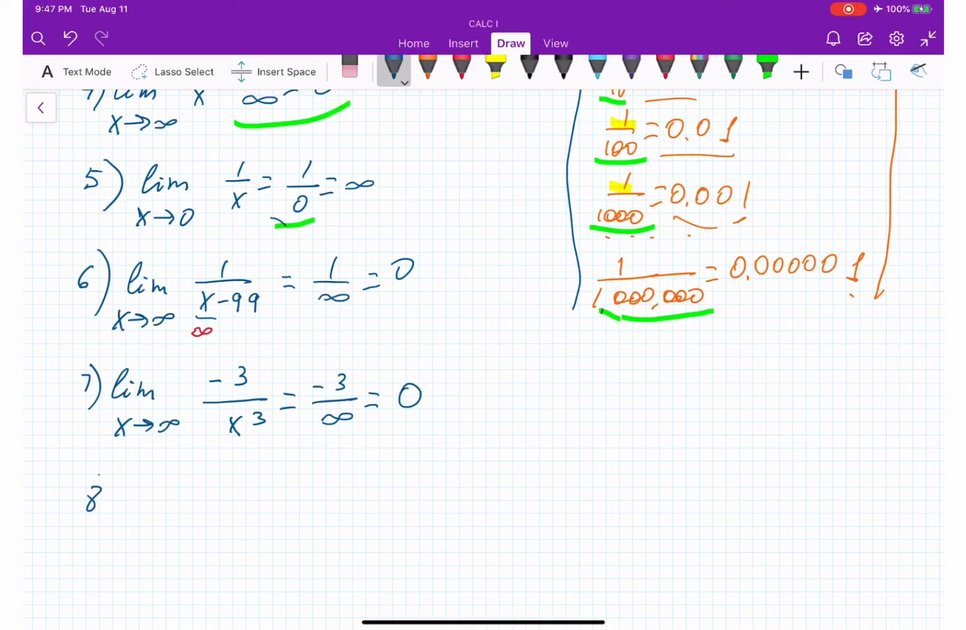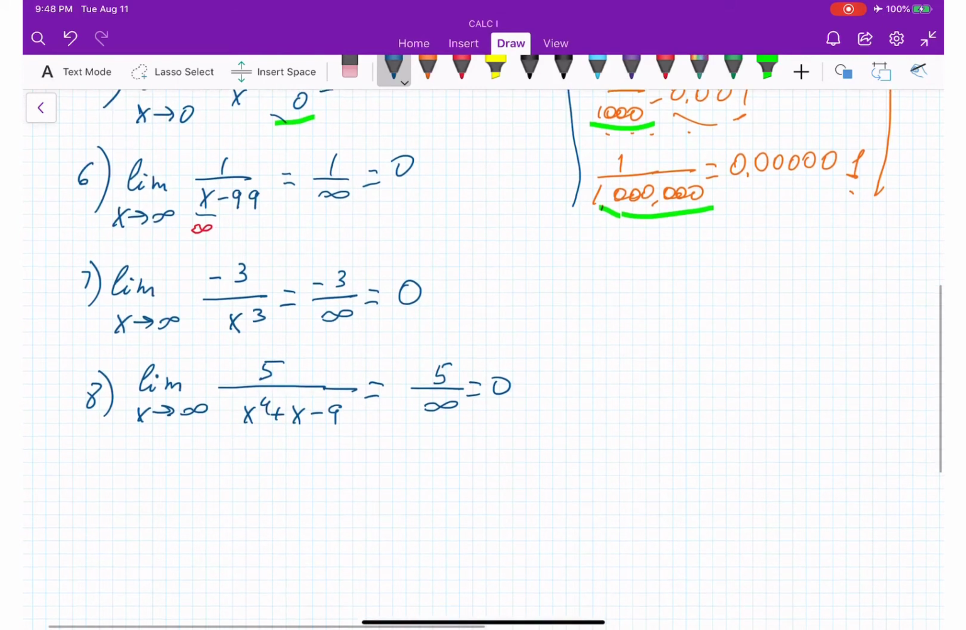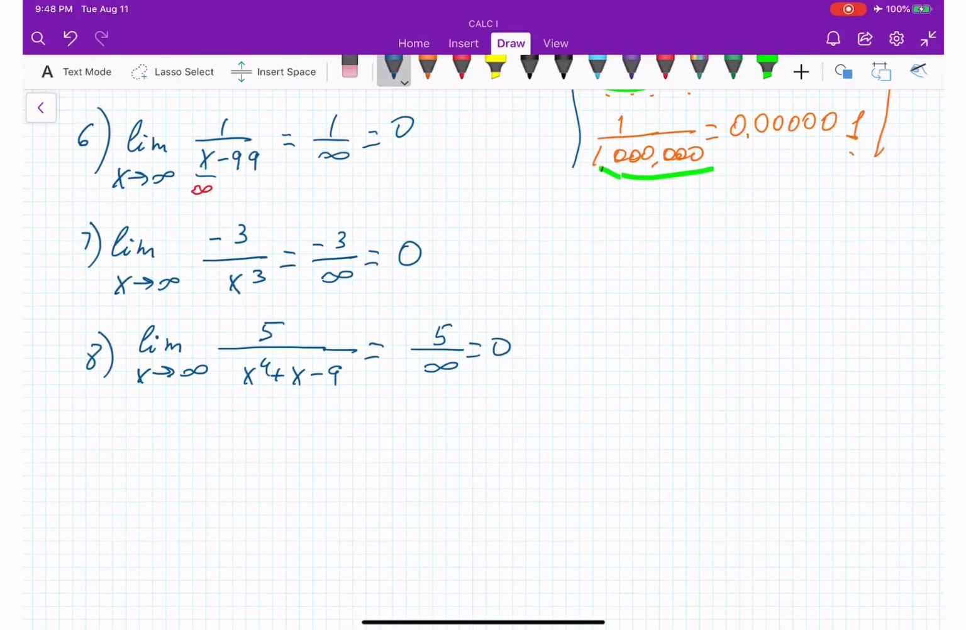Another example, limit x approaches infinity, 5 over x to power 4 plus x minus 9. As long as you have x in the denominator and x approaches infinity, that's it. You are going to get infinity in the denominator. Once you get infinity in the denominator, the result is going to be 0, period. Okay, let's move to the next 2 interesting cases I'm going to show you.